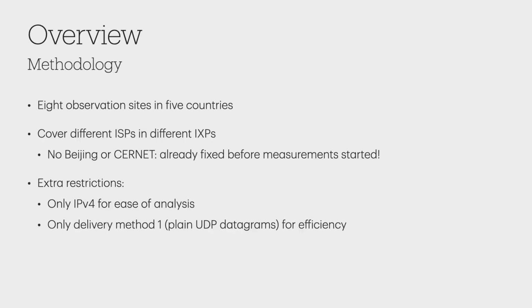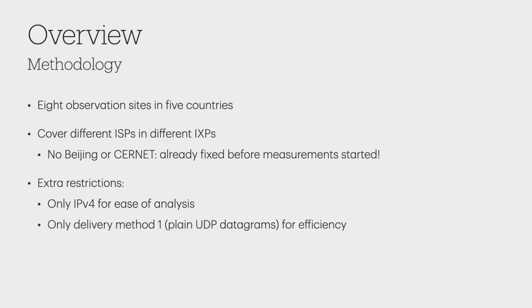In the measurements, we collected the leaked data for analysis. We set up 8 observation sites in 5 countries to cover different ISPs in different internet exchange points. Unfortunately, we did not collect enough data for Beijing and CERNET, the ISP for Chinese colleges and research institutes, because the Great Firewall became aware of this vulnerability and started patching it before we started our formal measurements. We will present the detailed update process soon.